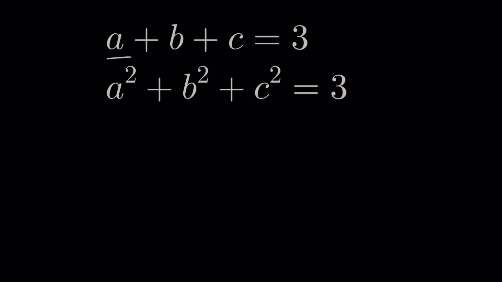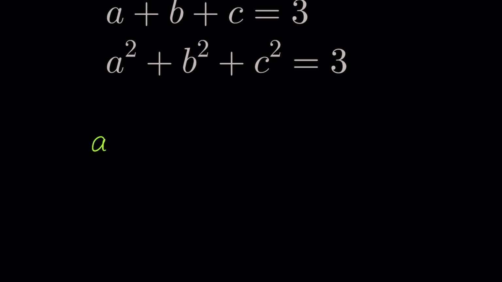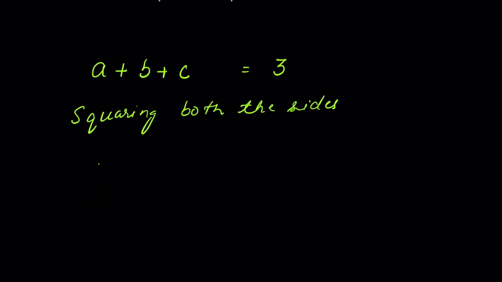If a plus b plus c is equal to 3 and a square plus b square plus c square is equal to 3, we have to find the value of a, b and c. Now given a plus b plus c is equal to 3, let's square both the sides. This will be a plus b plus c whole square is equal to 3 square.